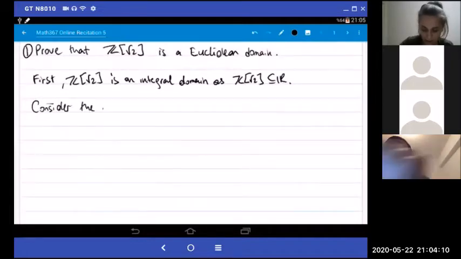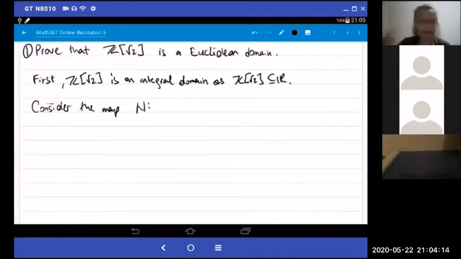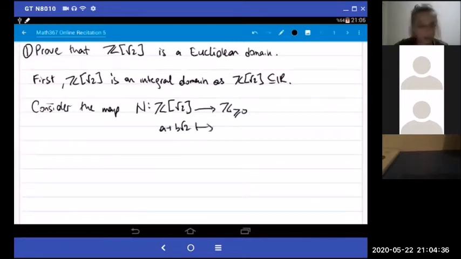Consider the map. I'm going to denote it by N because it has some good property and is related to a different name. Norm, it's called. And this is from our original ring to non-negative integers. And what does it do? It takes a plus b root 2 to the absolute value of a squared minus 2b squared. This absolute value is important here.